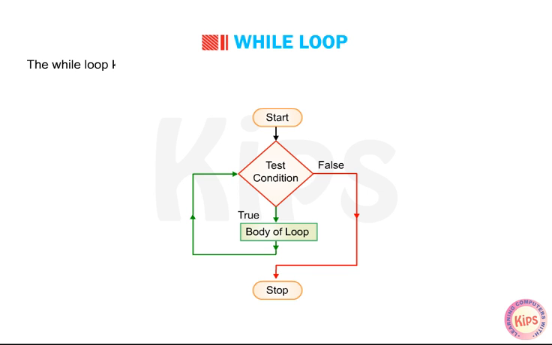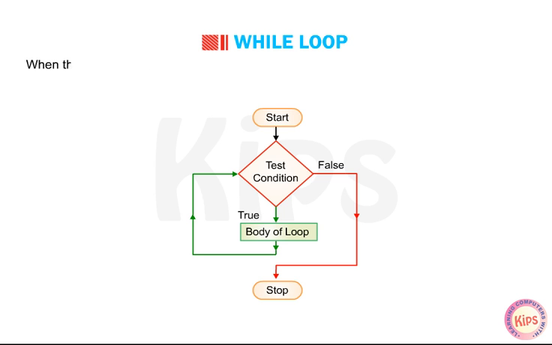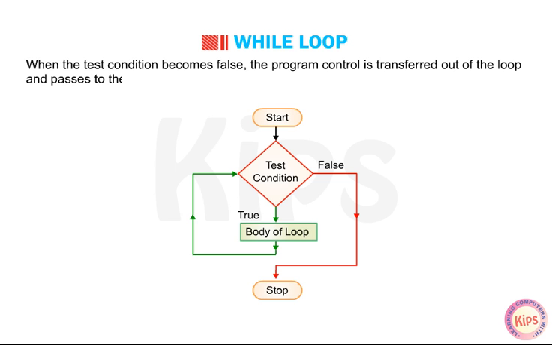The while loop keeps on executing the block of statements till the specified test condition evaluates to true. When the test condition becomes false, the program control is transferred out of the loop and passes to the statement after the body of the loop.